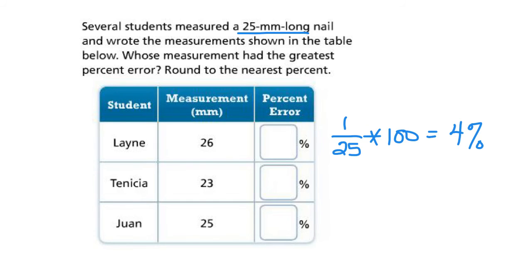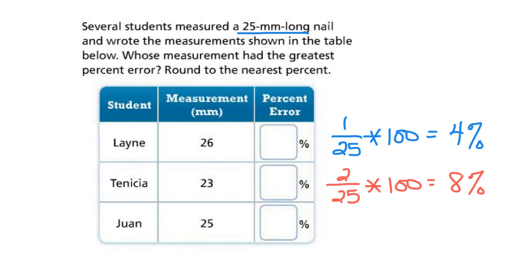Let's go to Tanisha next. Tanisha measured 23 millimeters. Well, it's a 25 millimeter long nail, so she was off by 2 millimeters out of those 25 actual. So I'm going to divide and multiply by 100. So 2 divided by 25 times 100 will give me 8%.